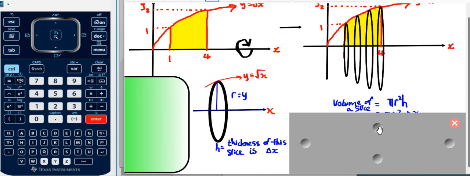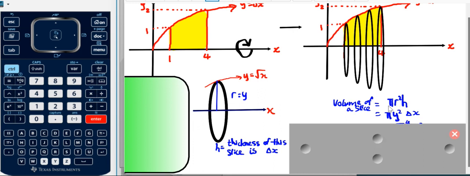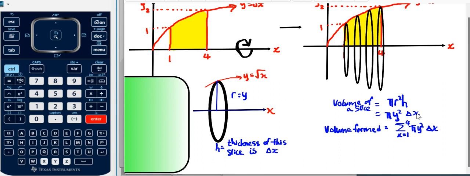So pi r squared h, and r itself is y, so it becomes y squared, and h is delta x, so it's that. Then you can think about this as slicing a cucumber. I slice the cucumber into many pieces, maybe like 20 pieces, and then I glue all these slices of cucumber back together. In order to do that, and allowing the delta x to go to 0, I will have this.